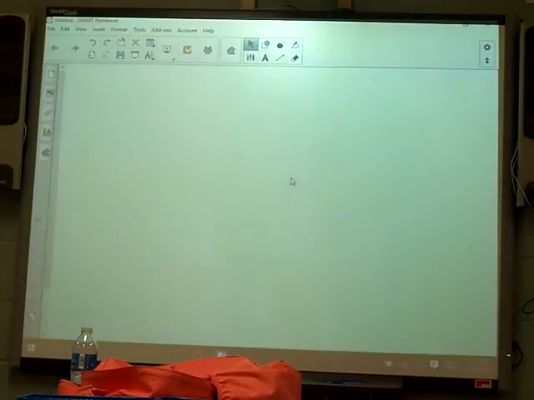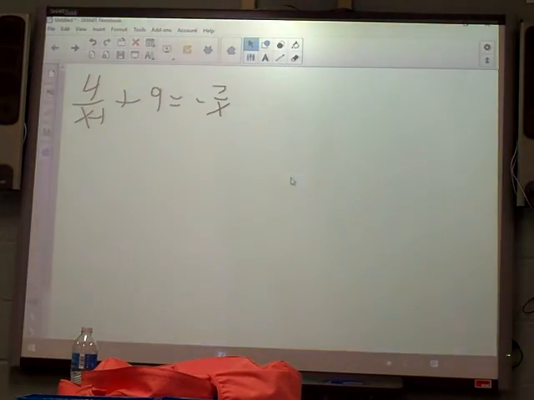It says 4 over x minus 1 plus 9 is equal to negative 7 over x. And we've solved problems like this. We had a whole unit on solving rational equations where they had fractions in them. What makes this one different is that when we get ready to solve it, it's going to end up being a squared, being a quadratic, and we'll have to use the quadratic formula.